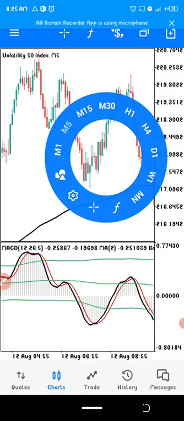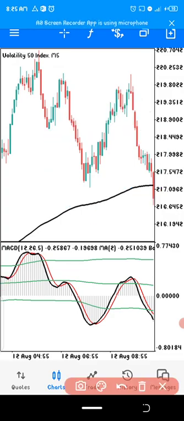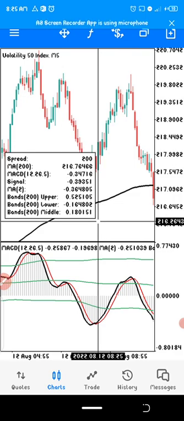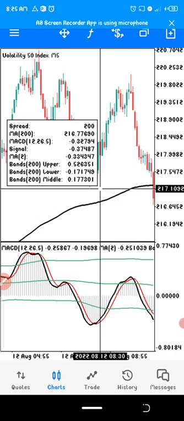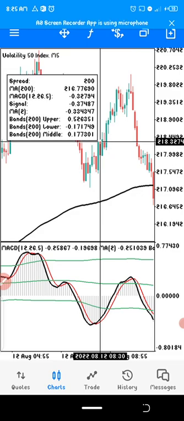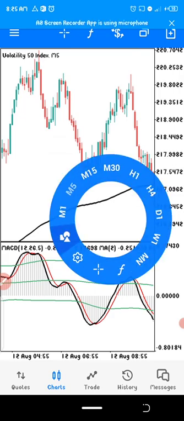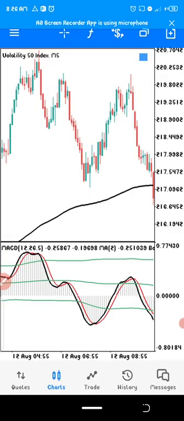So I would have gotten in right here at this point. Let me delete that and show you again. The clear crossover was after this green candle here, so I would have been going in at this red candle right here. Let me use a box. So this would have been my entry.